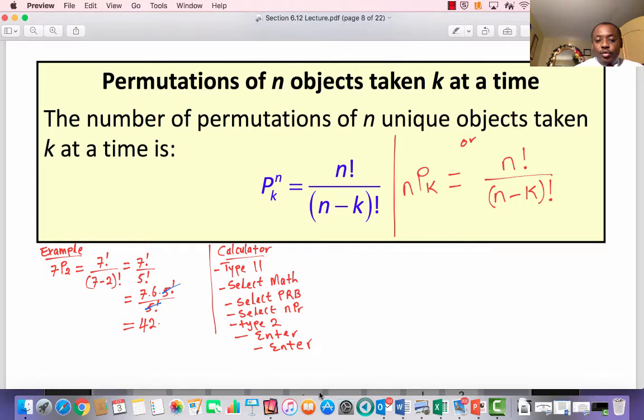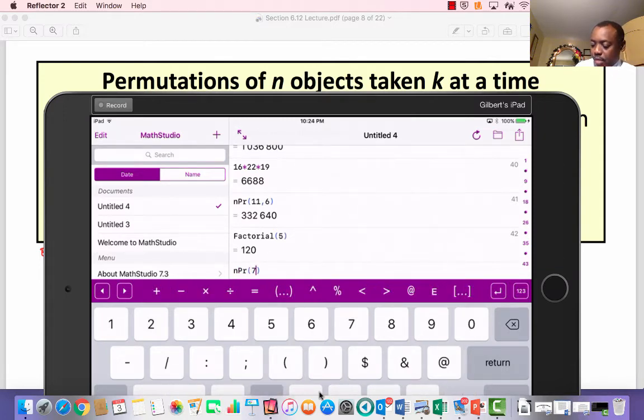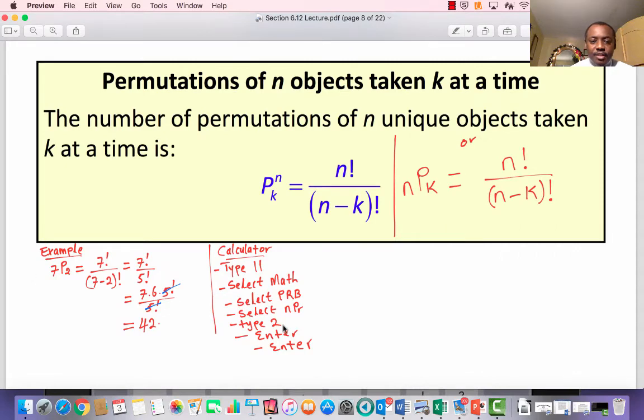For Math Studio users, all you do is start typing N, and you should see NPR, and select NPR, and in there you want to put 7 comma 2, that means 7 permutation 2, and hit return, and that should give you 42. Very easy. Okay, that is beautiful.